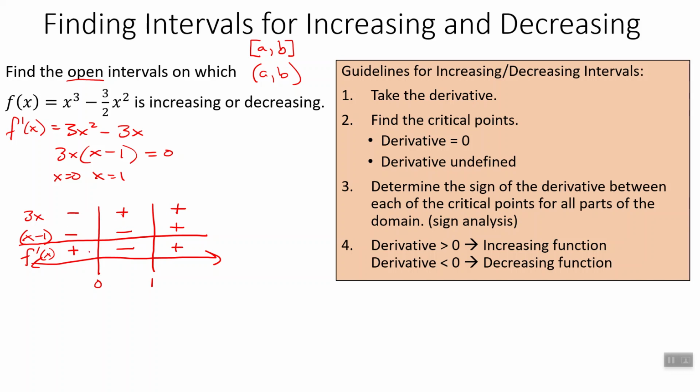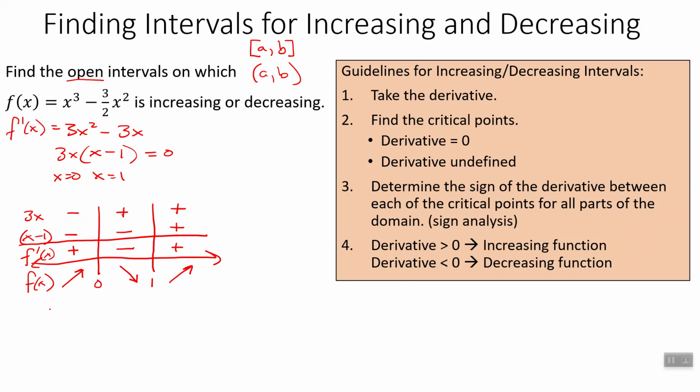Negative times a negative is a positive. All right, so now we have the signs for our derivative. So that tells us what our function is doing. So back over here, last step. If the derivative is greater than 0, our function is increasing. Derivative less than 0, we're decreasing. So we're positive, that means we're greater than 0, so we're increasing. Negative means we're decreasing. Positive means we are increasing.